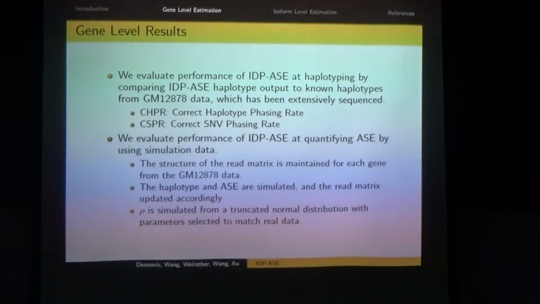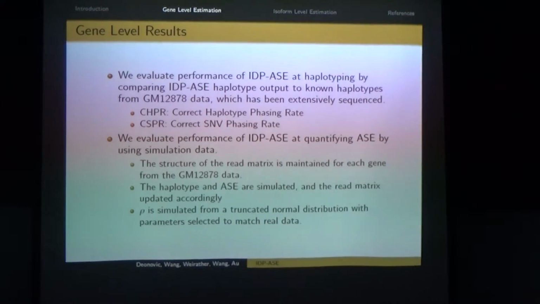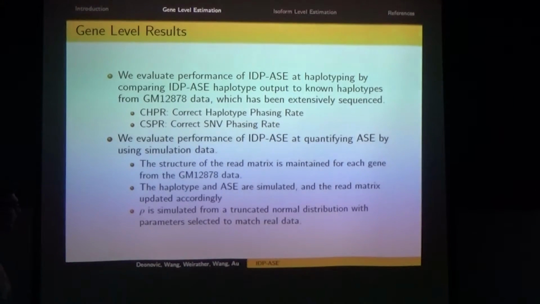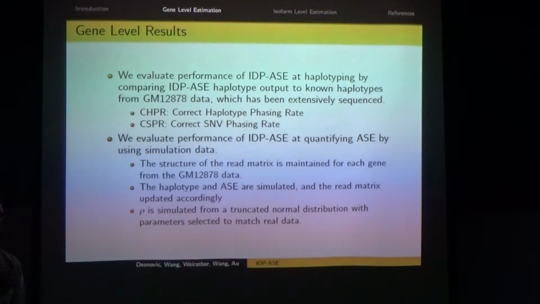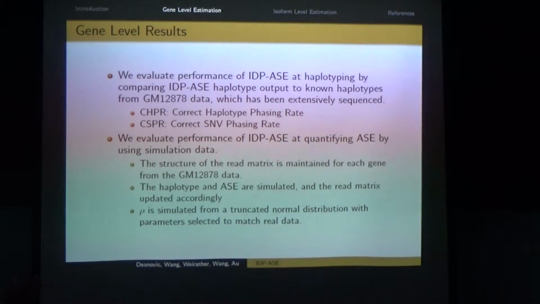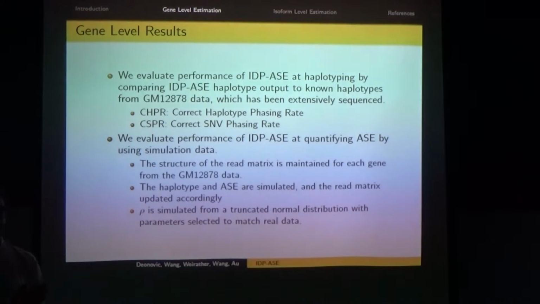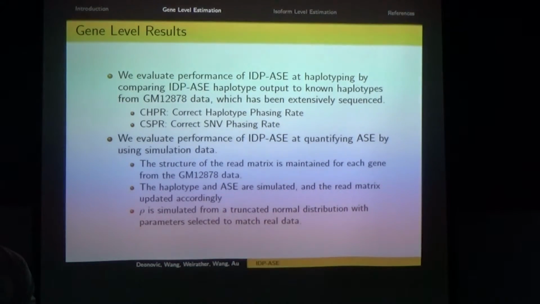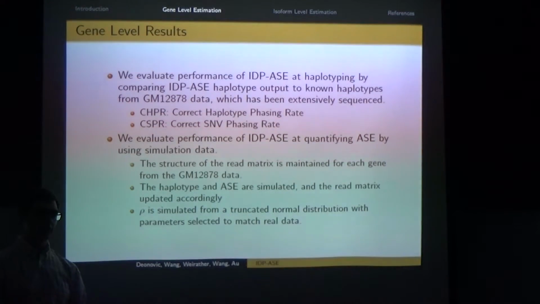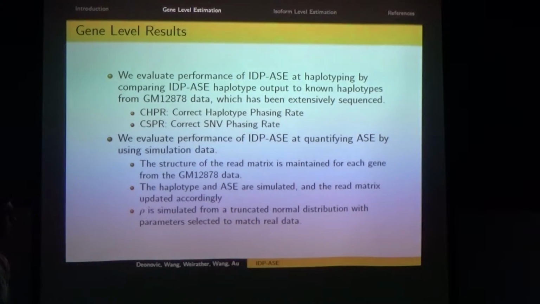The second metric, CSPR, the correct single nucleotide variant phasing rate, looks at what proportion of the variants did we correctly phase. So if the haplotype is 0, 1, 0, and we output 0, 1, 1, then we've correctly phased 2 out of 3 of the variants.